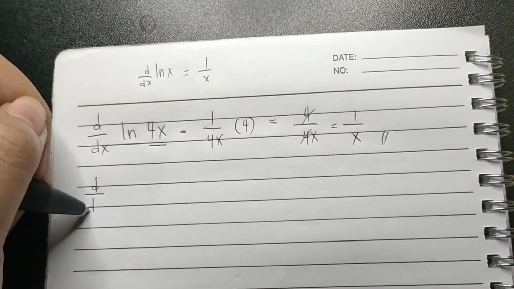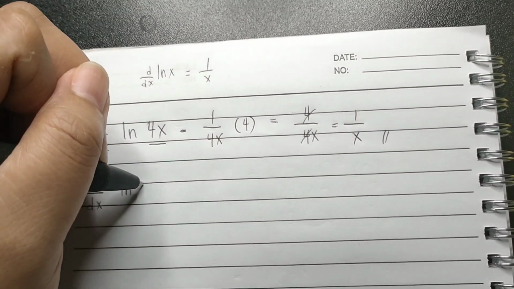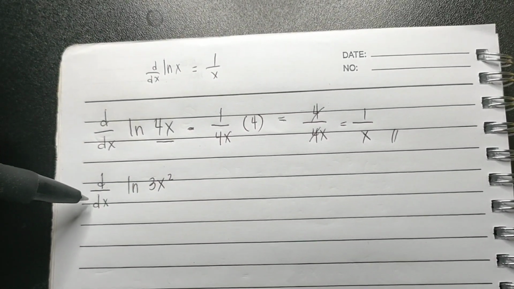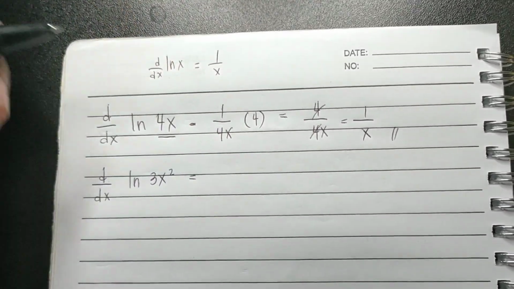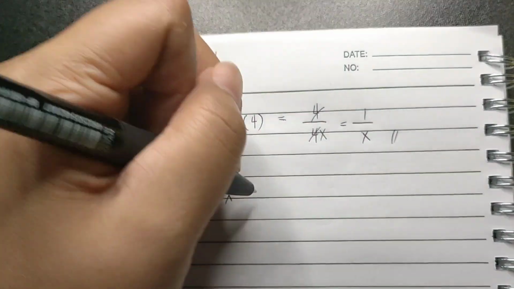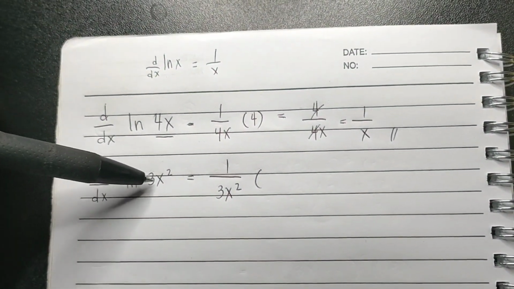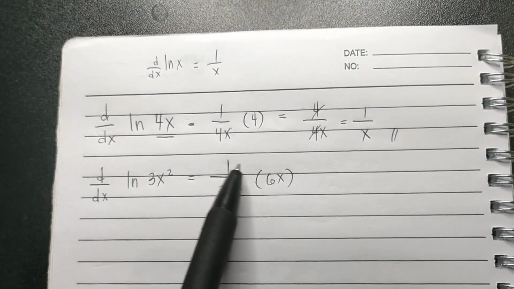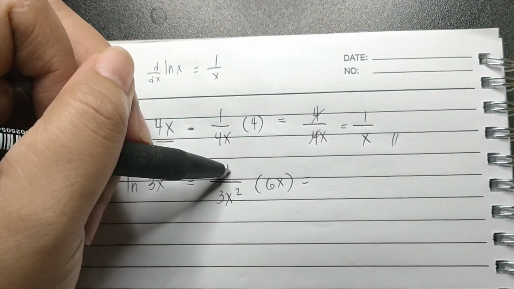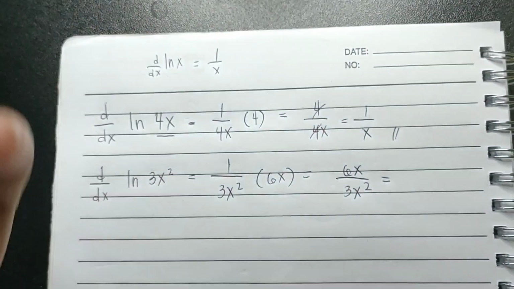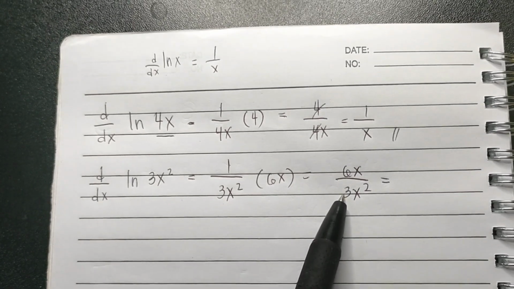Okay. So, how about ln of 3x squared? For example, find the derivative of ln of 3x squared. So, again, magiging 1 over 3x squared. Ganun kapag kay ln. Times derivative ng angle na 3x squared, which is 6x. And then, simplify. Lagay lang natin yan sa unahan. We have 1 times 6x, 6x over, ang baba ay 3x squared.